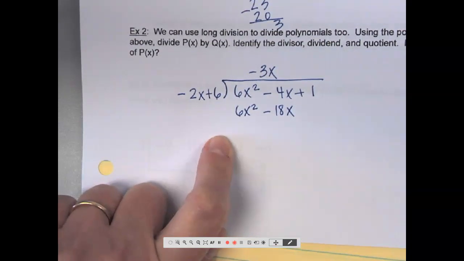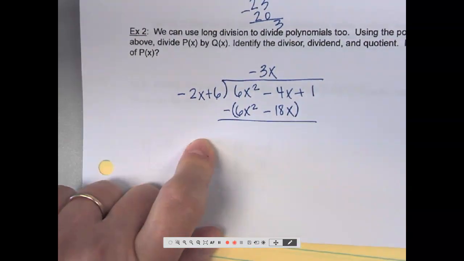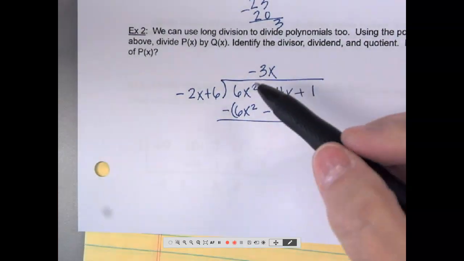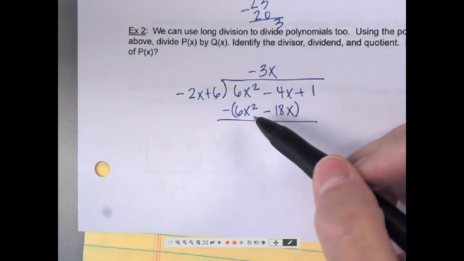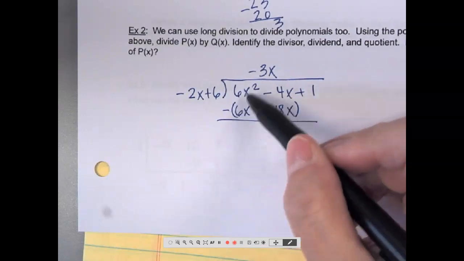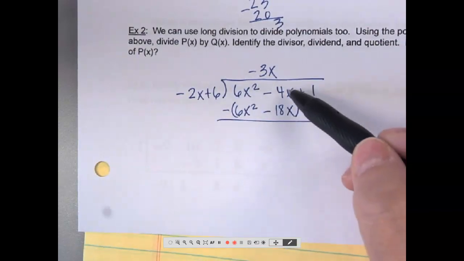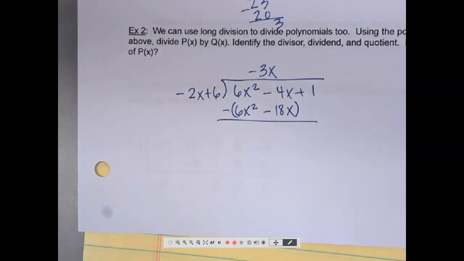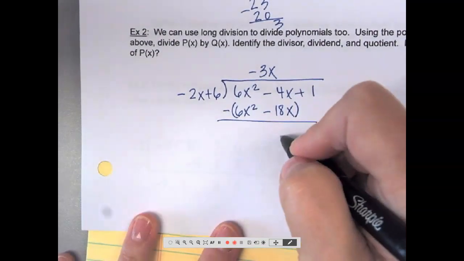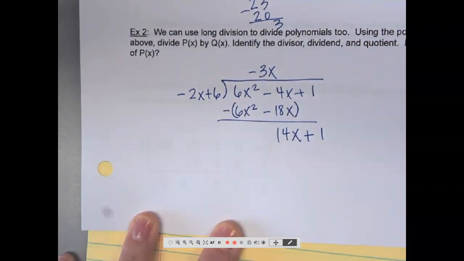Okay, but here's the part where we will make dumb mistakes. I have to subtract all of that from the line above. Okay, so 6x squared minus 6x squared, that's 0. If that first term is not 0, then you've made a mistake. Okay, those should cancel out. That's why we chose the negative 3x, so it would cancel out. But what is negative 4 minus negative 18? Positive 14x. Bring down the next term, just like we brought down the next digit in the example above. And then I start all over again.